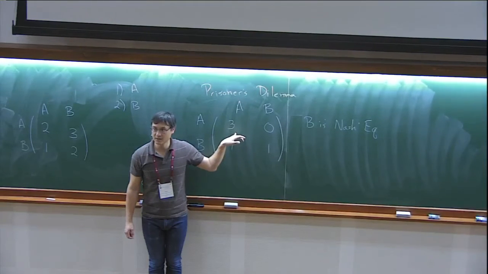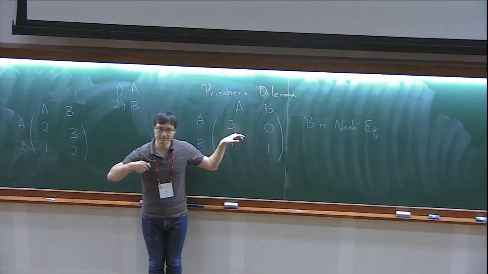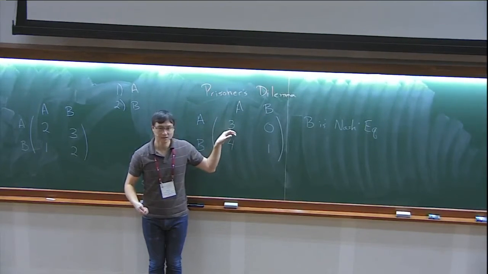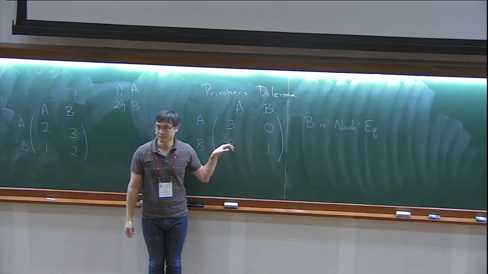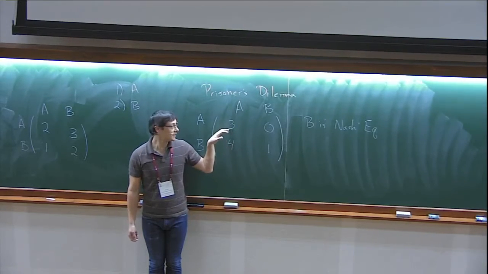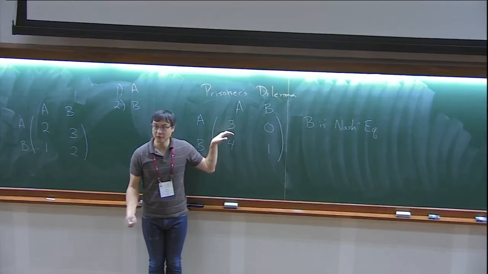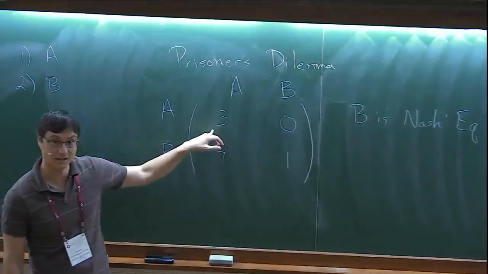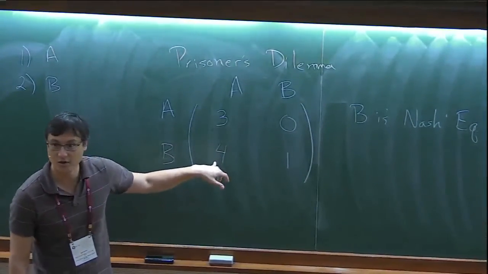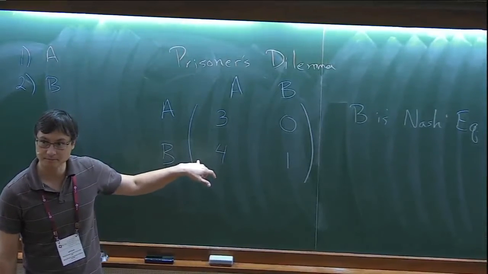Right, so somehow, if you could have agreed with your opponent to both play strategy A, then you would have both gotten payout 3, which would have been great. The problem, of course, is that 3 is less than 4. So if both play A, it's a pretty good situation, but it's not a Nash equilibrium, because each player has the incentive to unilaterally change his strategy and play B.